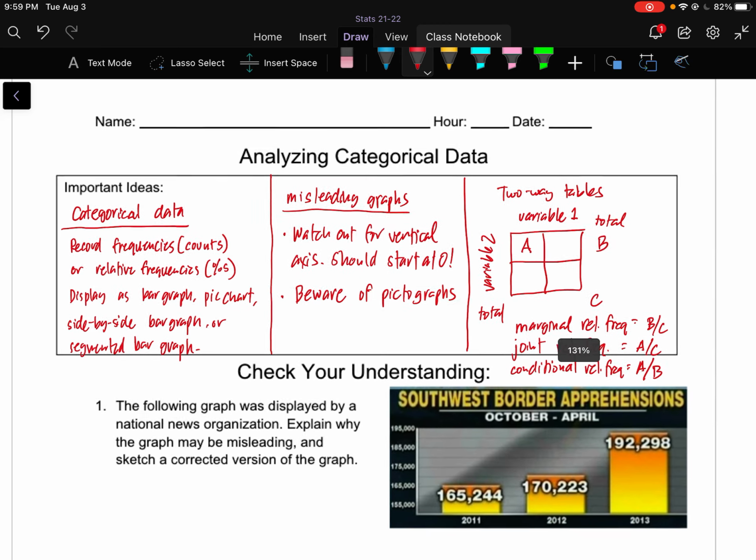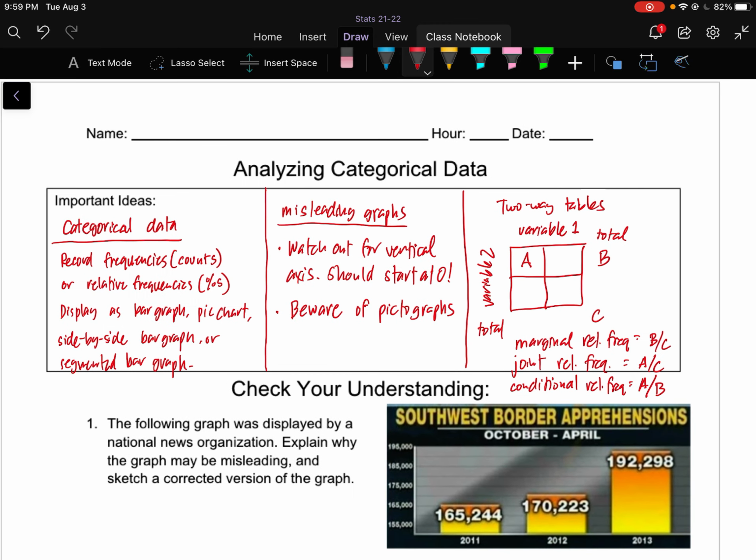Right, and then we'll try to squeeze one more little bit of note in here about what the word association means. So when two variables are associated, that means that knowing one variable affects information about the other. So association between two variables means that knowing one variable affects the other.